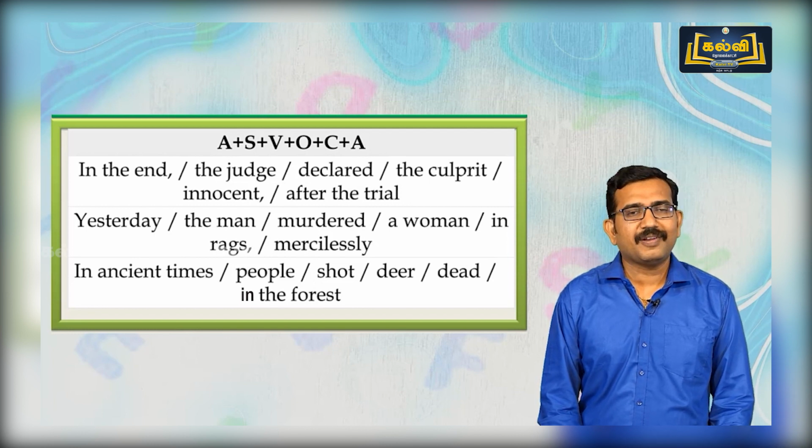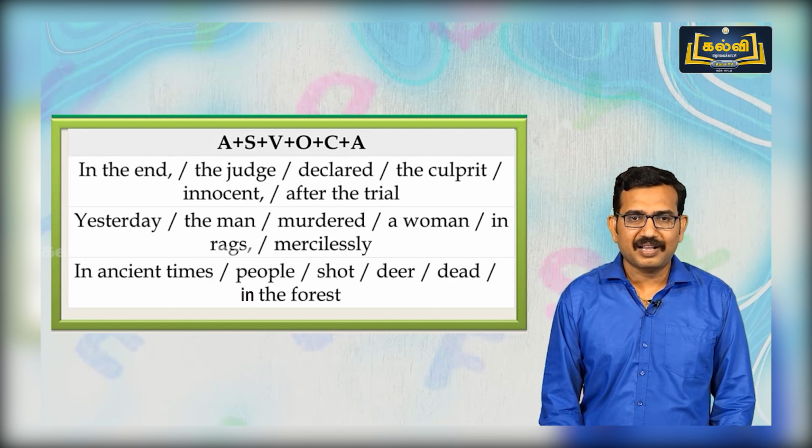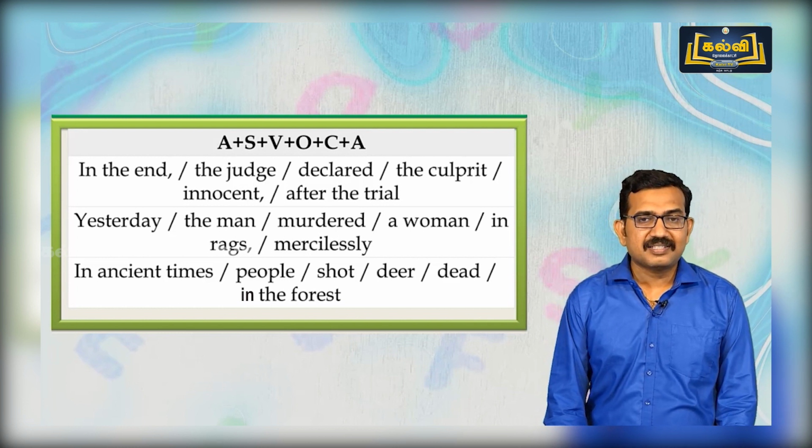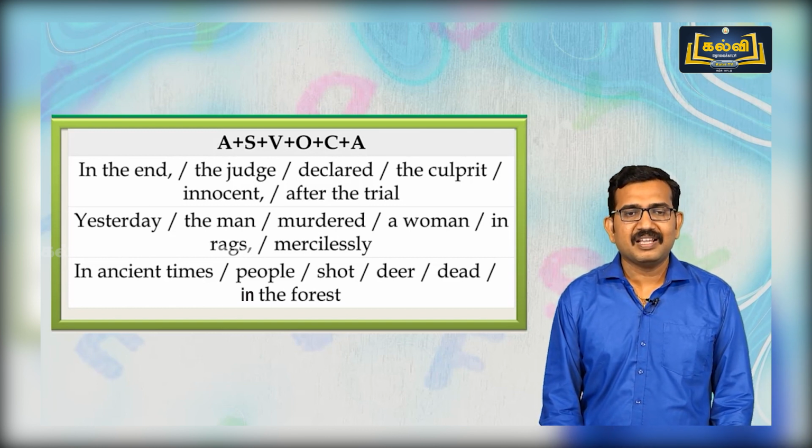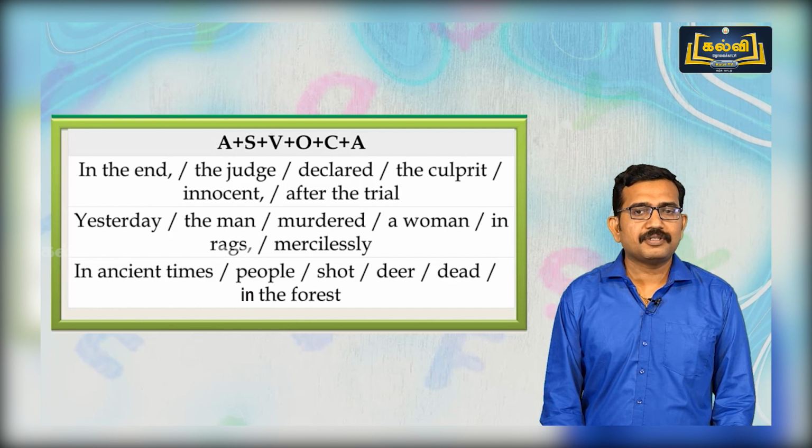ASVOCA. Examples are: In the end, the judge declared the culprit innocent after the trial. Yesterday, the man murdered a woman in rags mercilessly. In ancient times, people shot deer dead in the forest.